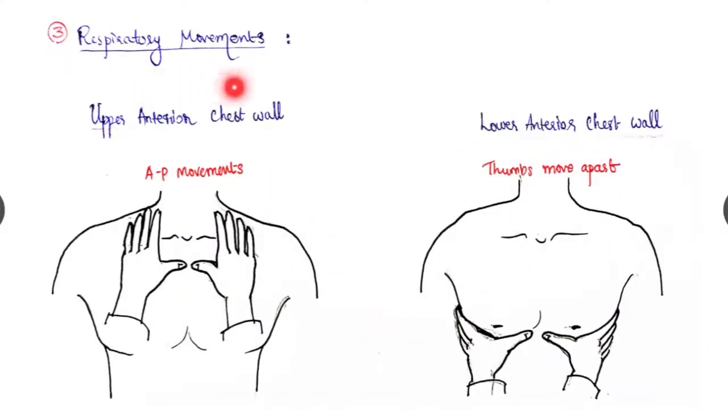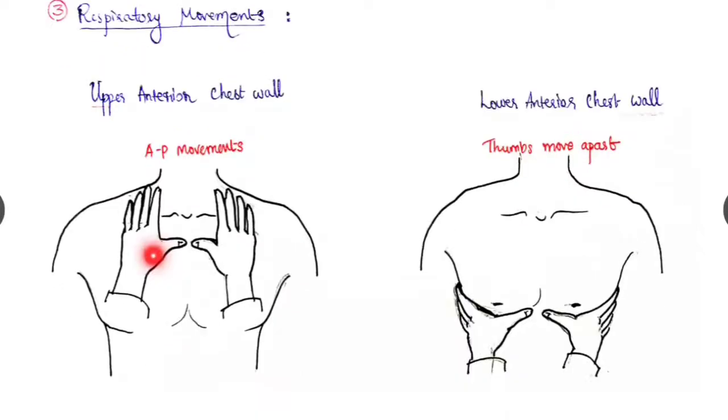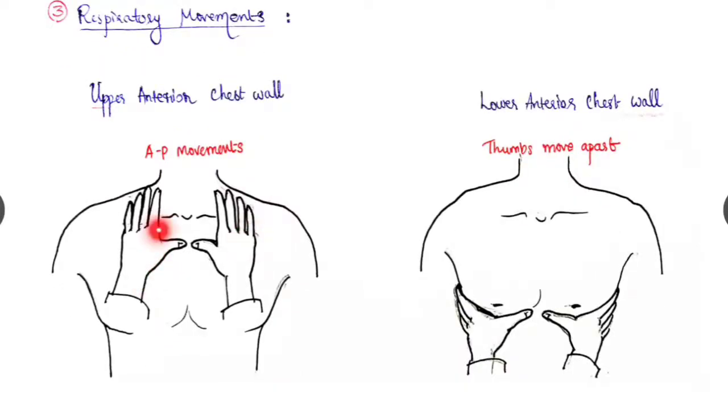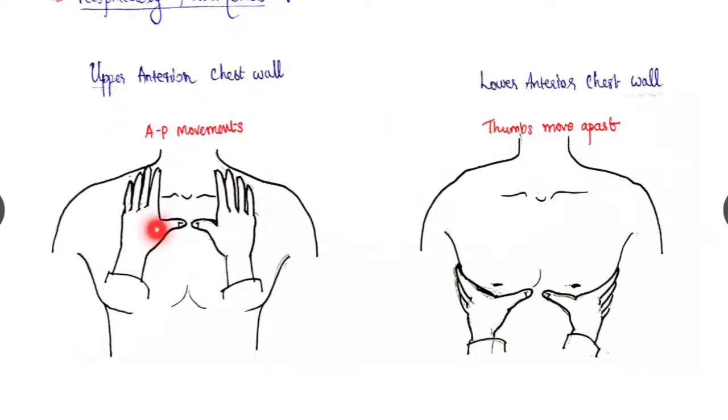Next is the respiratory movements we have to palpate. This is how the upper anterior chest wall movement is evaluated. We have to keep the hands like this, the palm in the infraclavicular fossa with the thumbs horizontal and kept close together, and the anterior posterior movements of these two thumbs are compared, and hence these two sides of the chest wall, their movements, are compared.